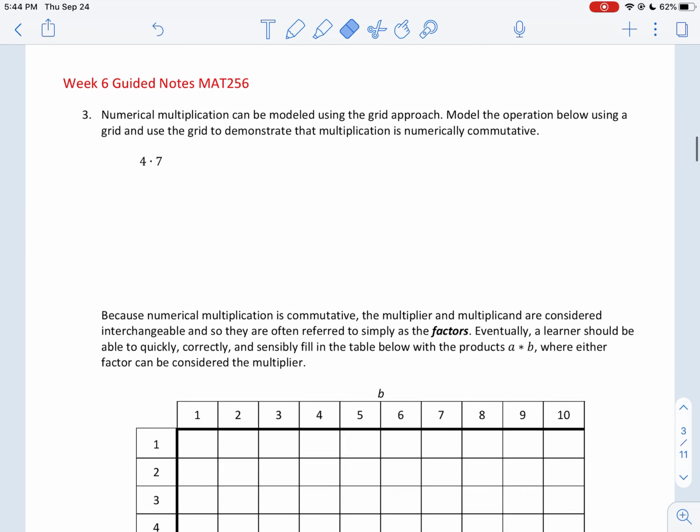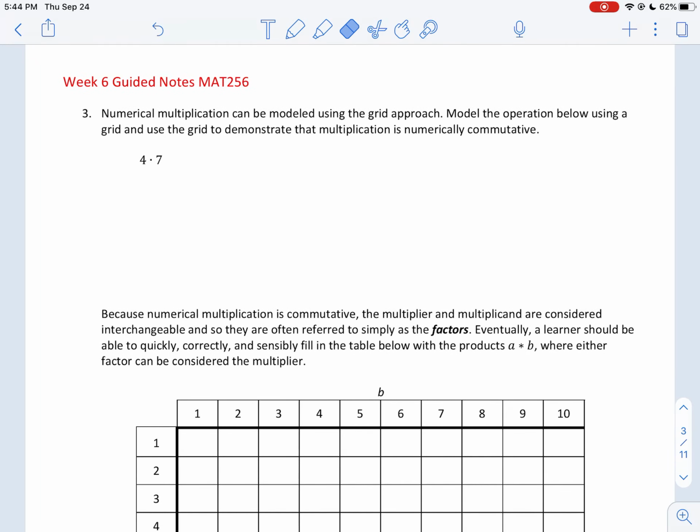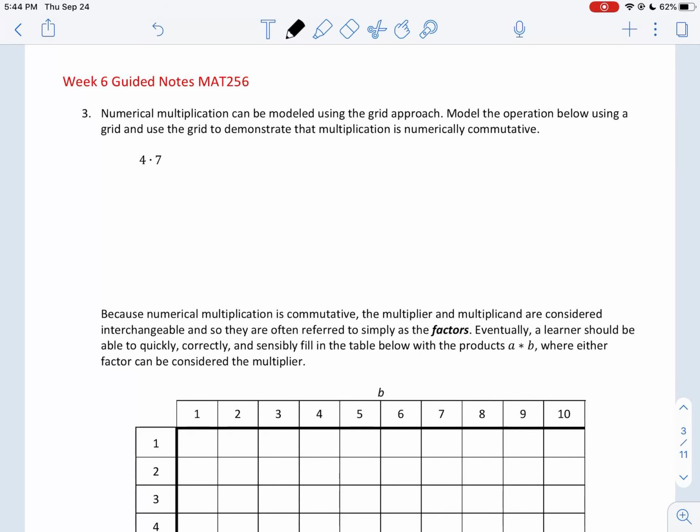Let's look at number 3 here, next page. Numerical multiplication can be modeled using the grid approach. We're going to model the operation below using a grid, and we're going to use the grid to demonstrate that multiplication is numerically commutative. So 4 times 7. By the grid approach, we're going to have 4 rows, and we're going to multiply that with 7 boxes per row, or we can say 7 columns per row.